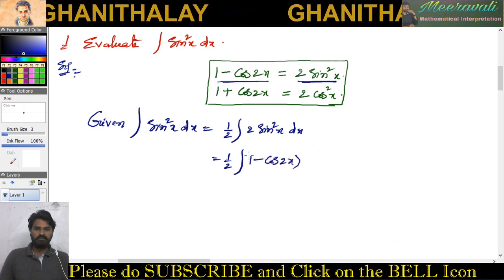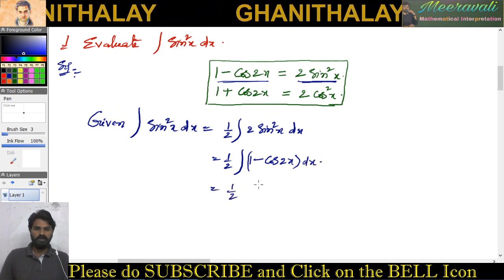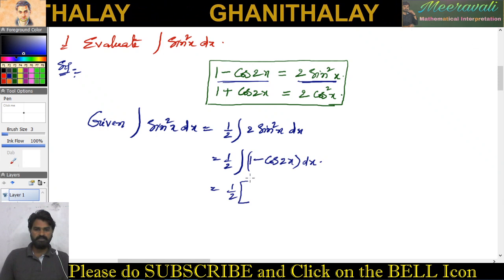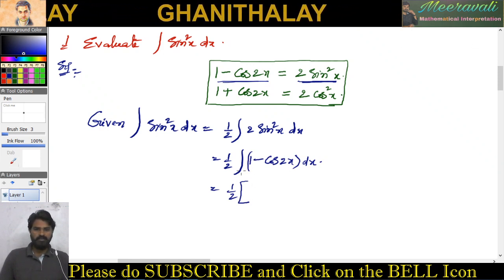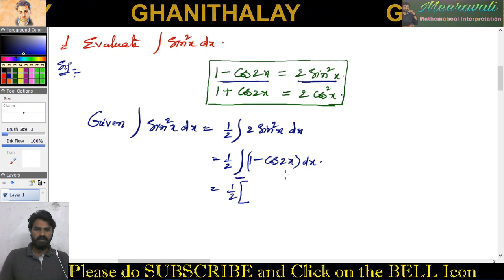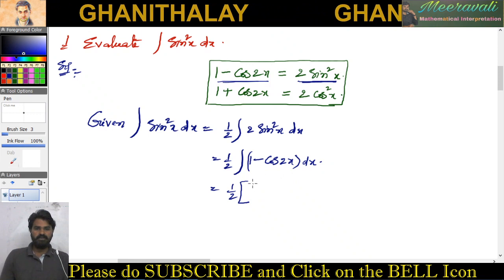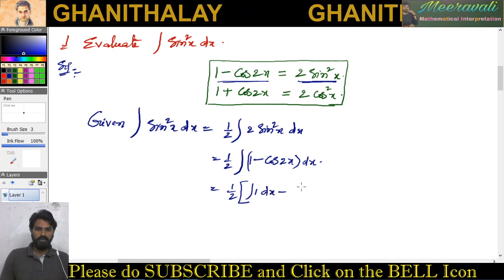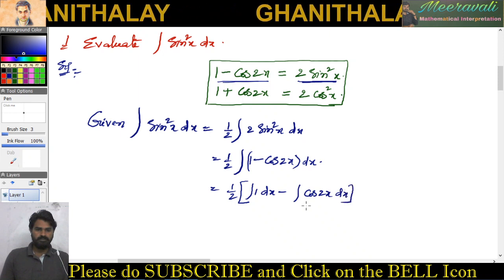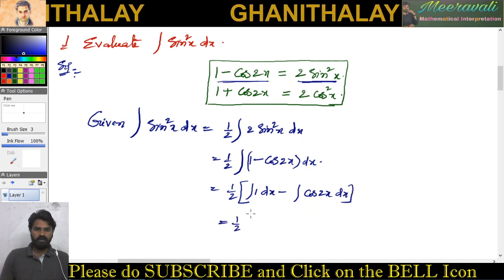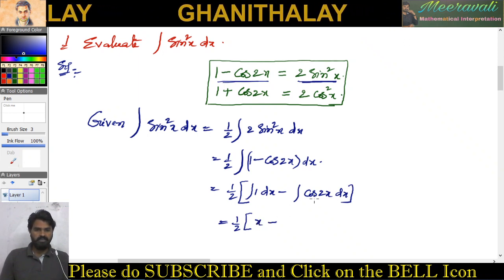Okay, here there is no power of the trigonometric functions. So now you can expand the integration. While expanding the integration, keep the bracket, because this integral belongs to 1 minus cos 2x. Now I am going to expand this: integral 1 minus integral cos 2x. So now we have the formulas for that. Integral 1 means x, minus integral cos formula.